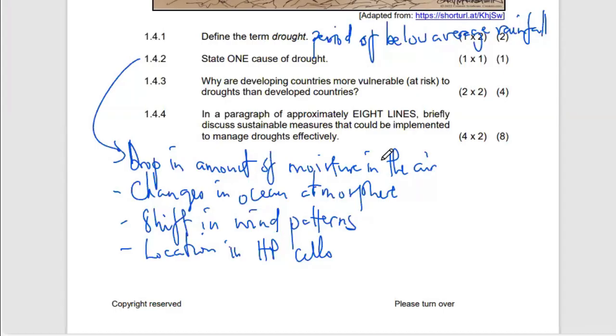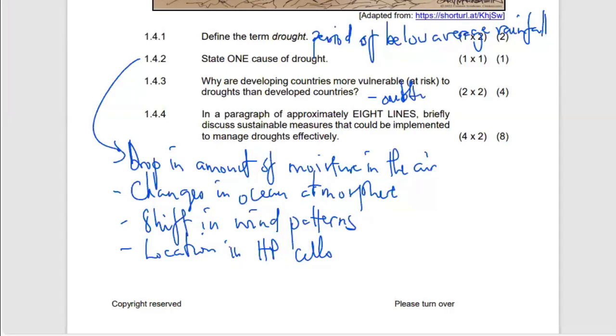Then it says, why are developing countries more vulnerable or at risk to drought than developed countries? The problem with developing countries, what is the typical problem that makes developing countries vulnerable? We can look at aspects like, in developing countries, many people are living in rural areas and they depend on land for their livelihood. Or we can look at being a subsistence.